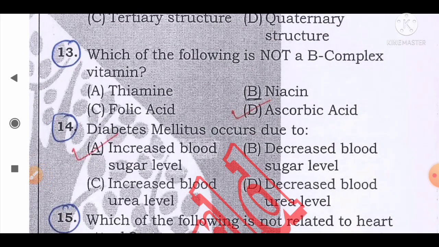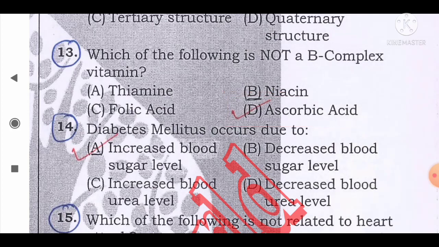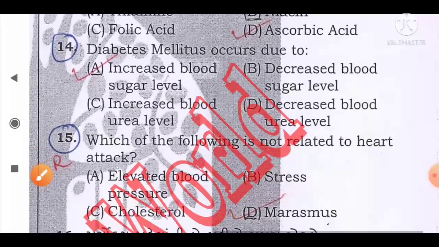Which of the following is not a B complex vitamin? A, thiamine, B, niacin, C, folic acid, D, ascorbic acid. Very easy question, and the correct answer for this question is ascorbic acid, that is not a vitamin belonging to the B complex. It is vitamin C. So option D, ascorbic acid, is the correct answer for this question. Move to the next question, number 14.